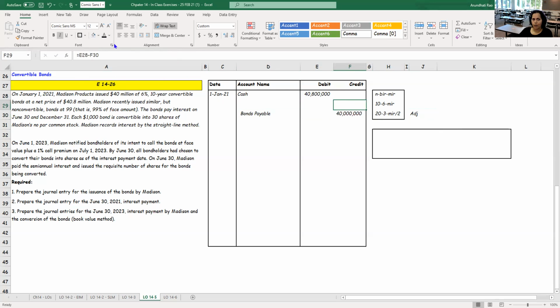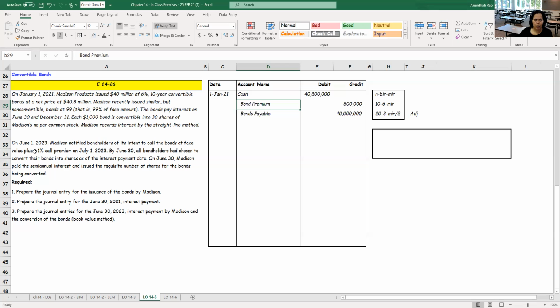So the difference that I have over here is the 800,000. And clearly that is the bond premium. I issued it at 800,000 in excess of the bond payable. So I asked for 40 million, I got 40.8 million. Okay, now let's continue to read the next part of the problem.